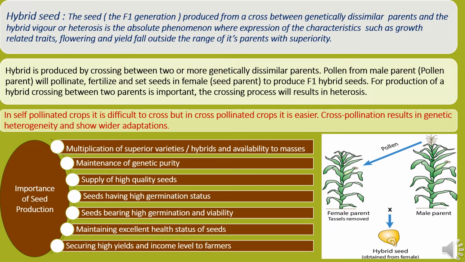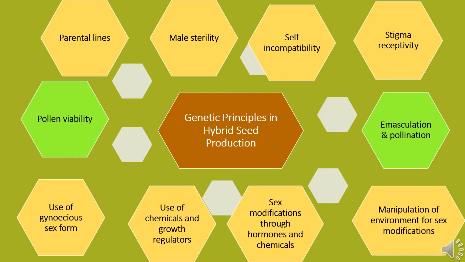The components of genetic principles in hybrid seed production are use of parental lines, male sterility, self-incompatibility, role of stigma receptivity, pollen viability, emasculation and pollination process, use of gynoecious sex forms, use of chemical and growth regulators, sex modifications through hormones and chemicals, and manipulation of environment for sex modifications. So we will study the details of each component.